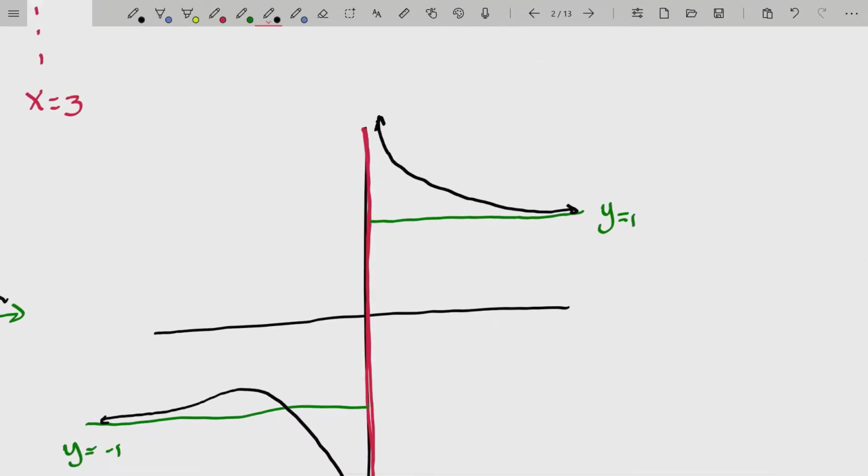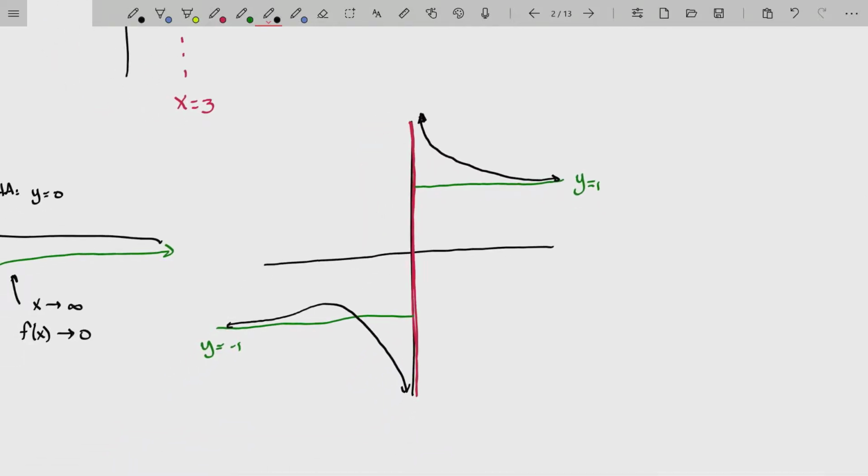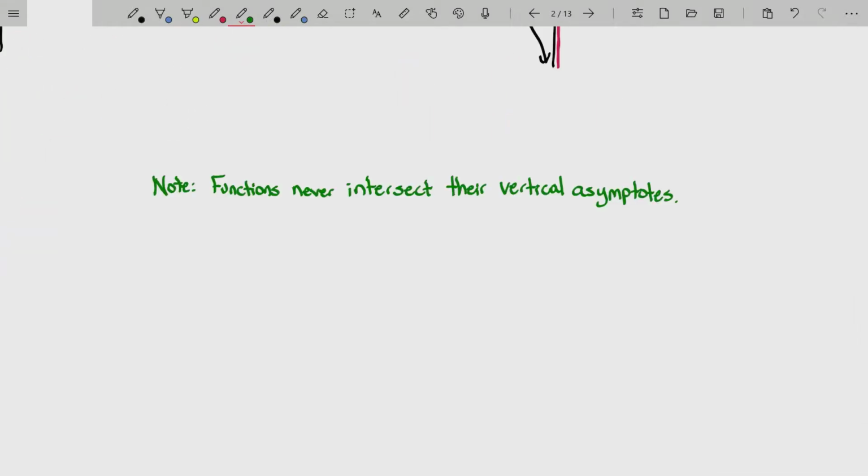The first thing that I need to say is that functions can never intersect their vertical asymptotes. In fact, that's so important that I want to write that down below. I'm just going to write it right here. So again, a function will never touch its vertical asymptote.